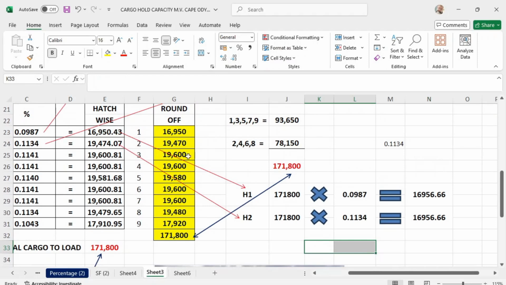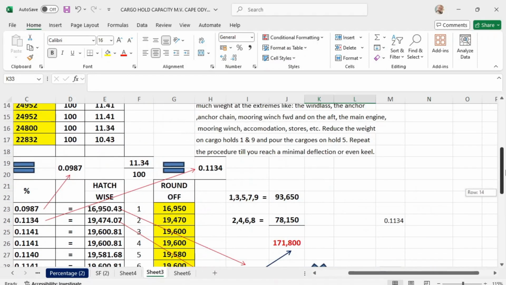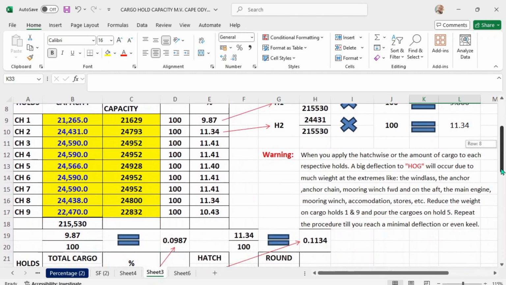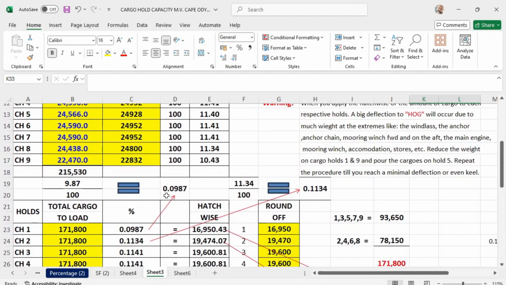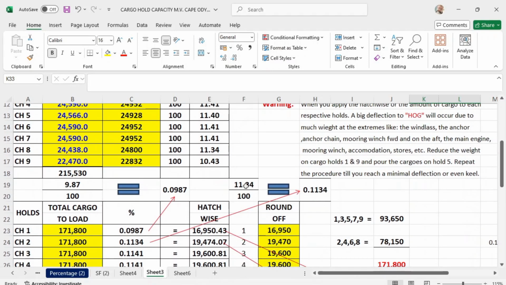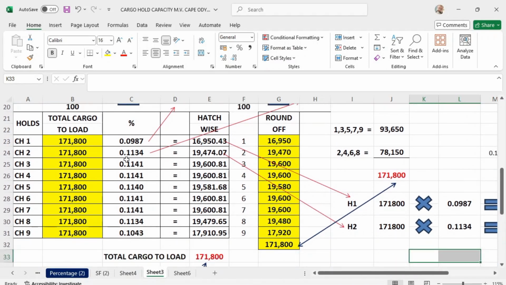So look at the arrow here. Look at here, 9.87, which is this one. You divide it by 100, that will be 0.0987, which is this one. And number 2, you have 11.34, which is this one. You divide it by 100, and that will be 0.1134, which is this one. You do the same procedure until you reach hold number 9.